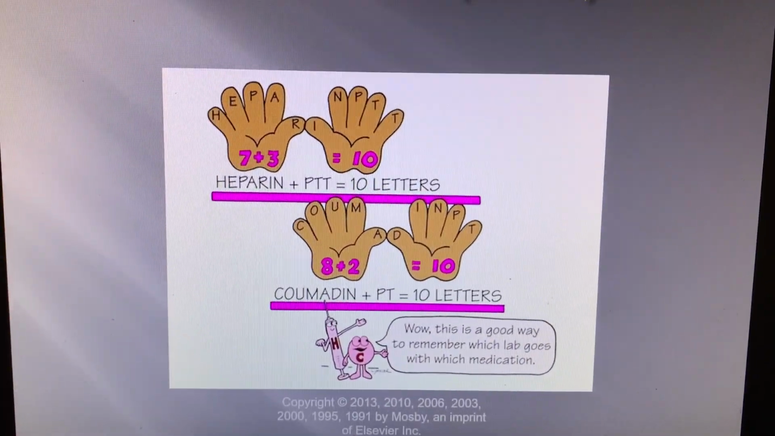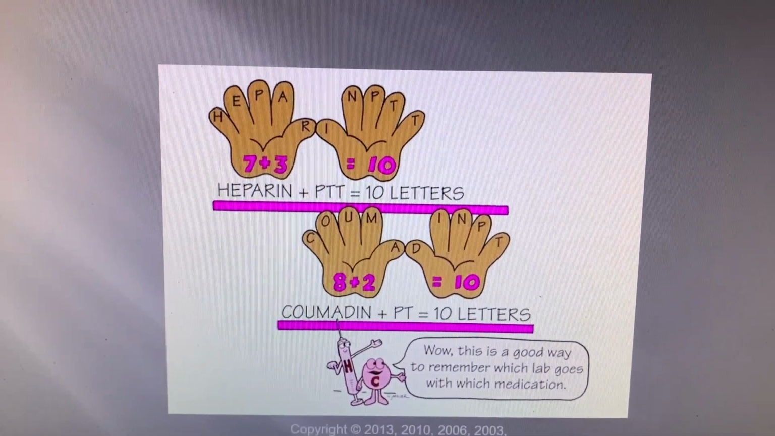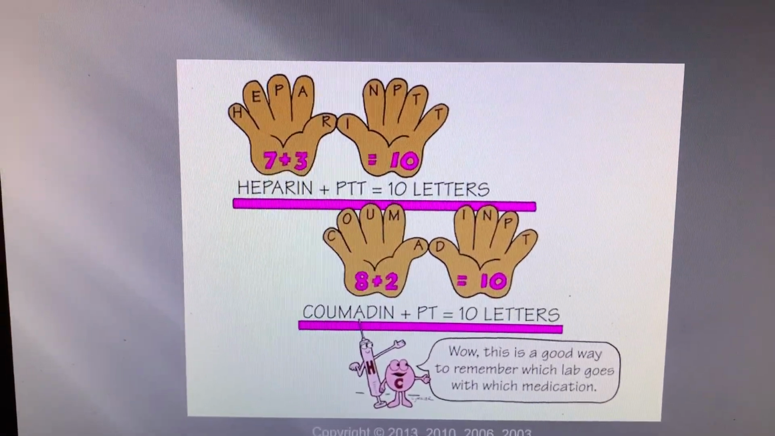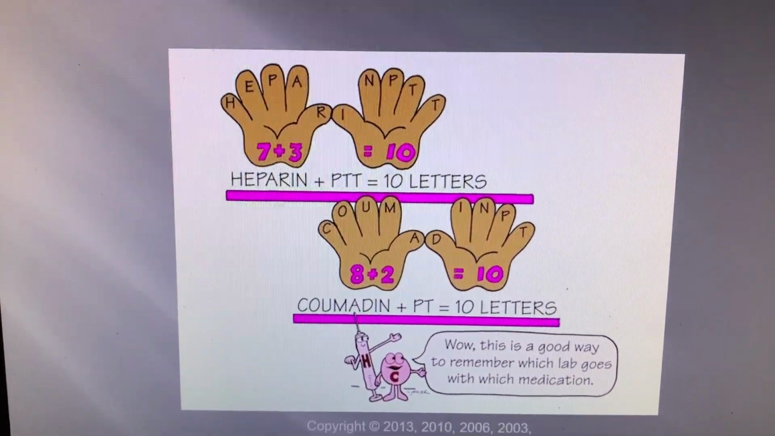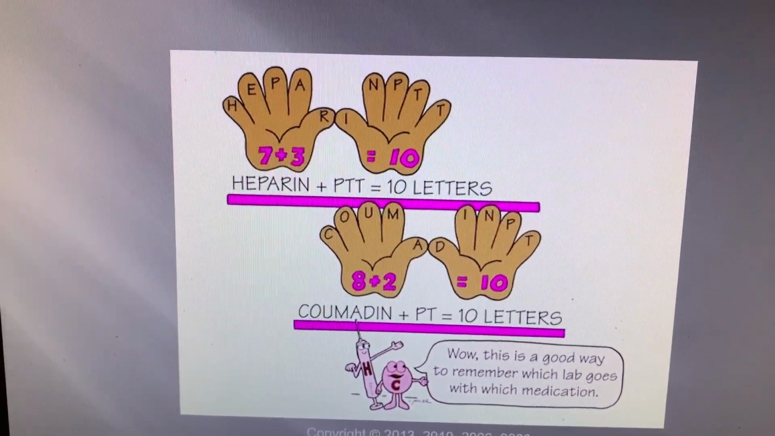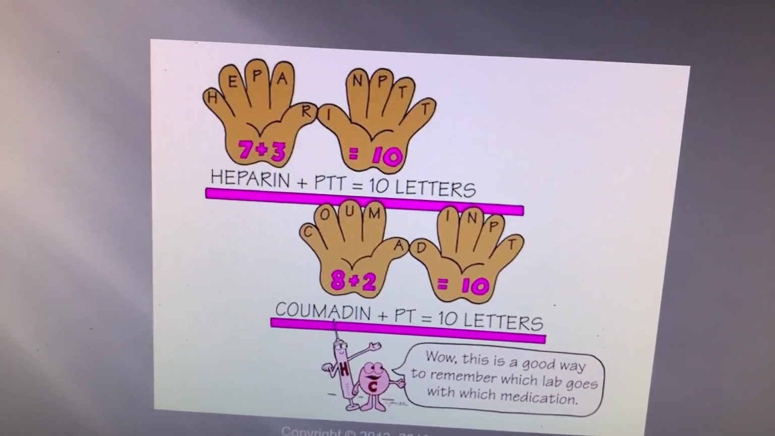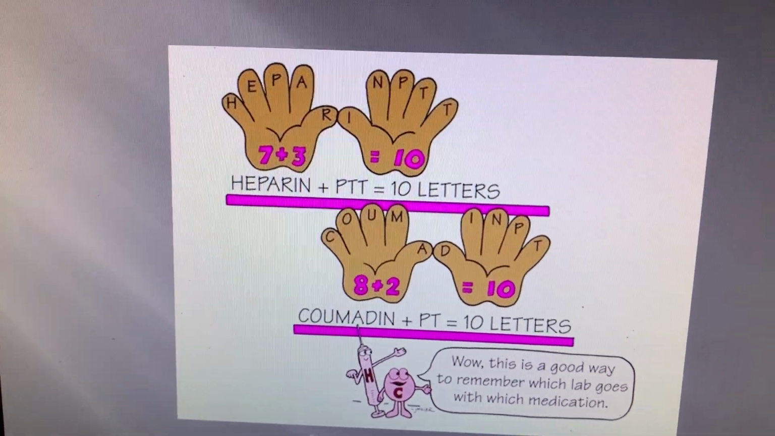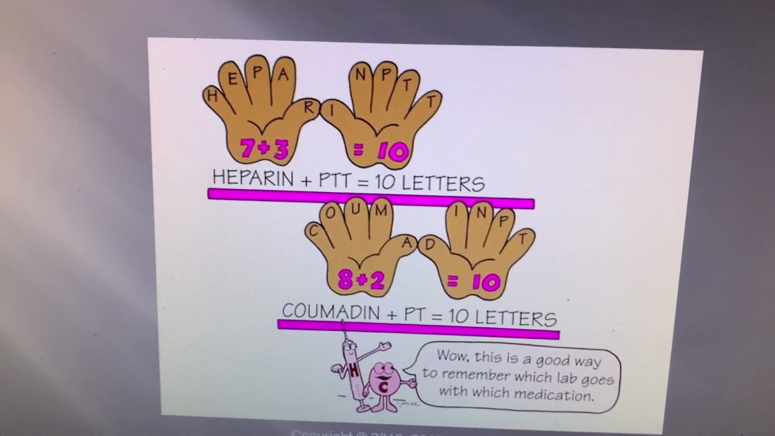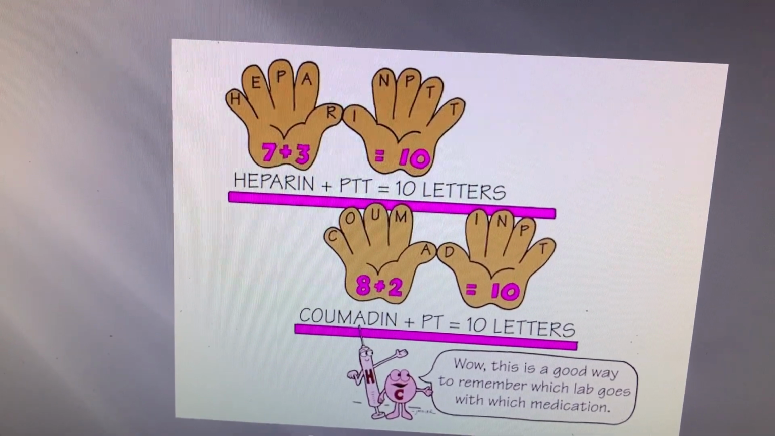Okay, so when you are dealing with anticoagulants like heparin and Coumadin, one thing you have to be aware of are the tests that measure the person's status on their anticoagulant. So I think this is kind of just a cute little way to help you remember which test goes with which category of drug. So we see somebody holding up 10 fingers, and we see that heparin has 7 letters and PTT has 3 letters. So together they make 10 letters. They take up all your fingers.